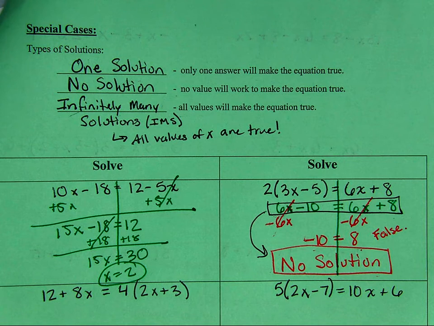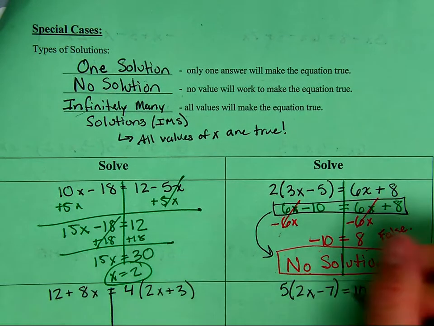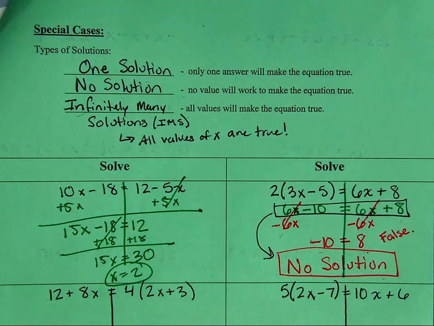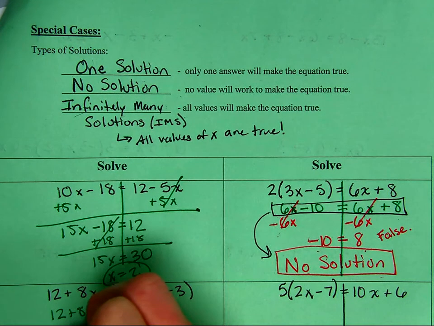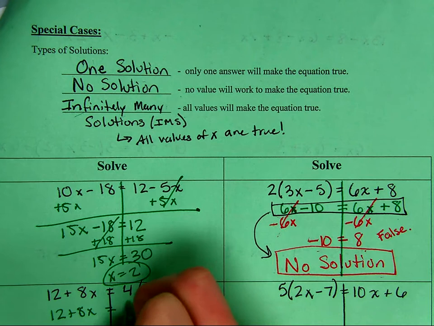If you want to pause and try these ones, you can. I'm going to go ahead and solve right now. So I have my 12 plus 8x. I have to distribute.